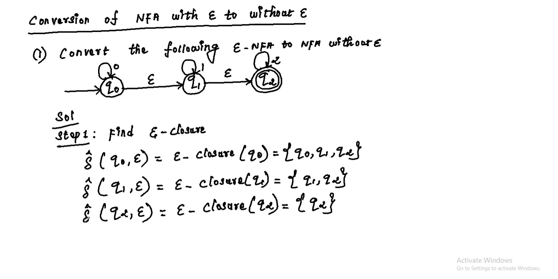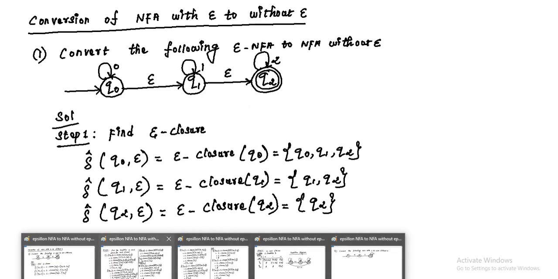Next state, δ̂ of q2 comma epsilon equals epsilon closure of q2. Here in this transition diagram, there is no epsilon transition. So you just write q2 here because it starts from q2.